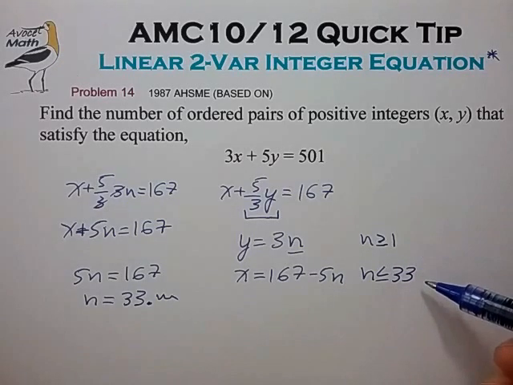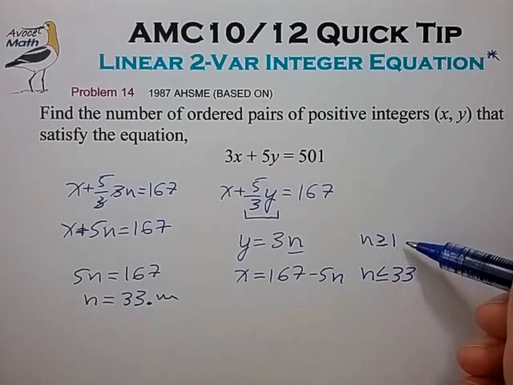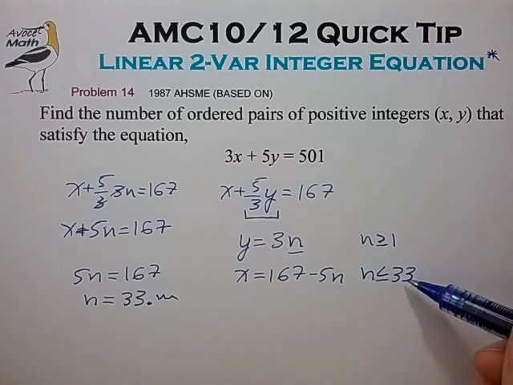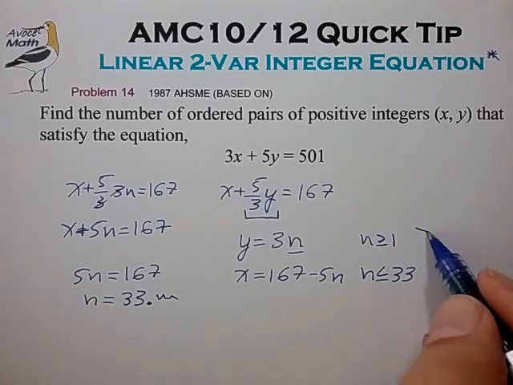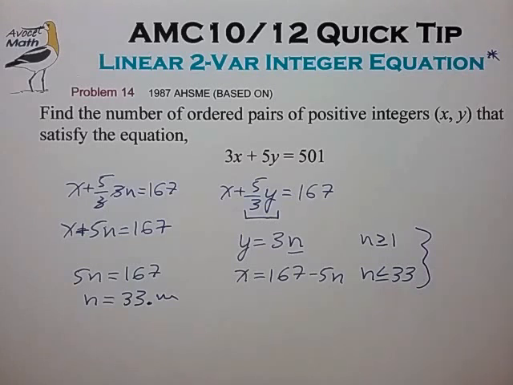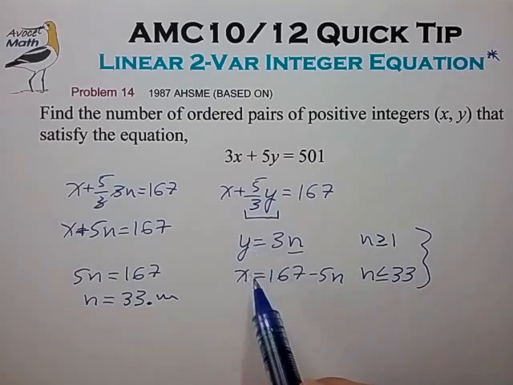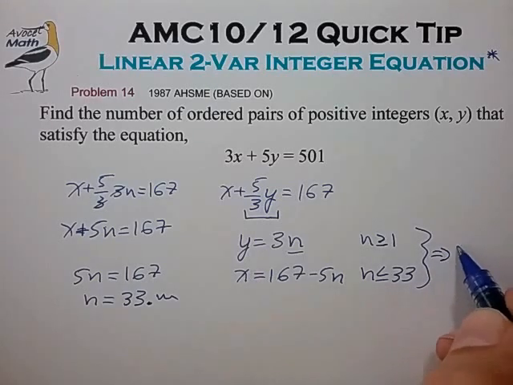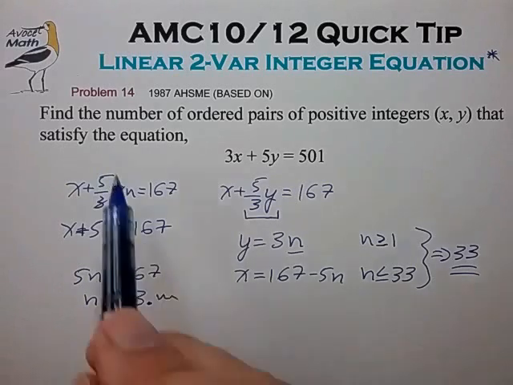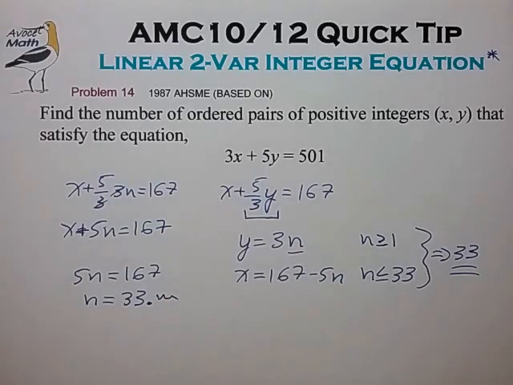Now, combining these two requirements, that n has to be greater than or equal to 1, but it also has to be less than or equal to 33, we find then that there are 33 values of n that will lead to positive integer solutions in x and y. So we basically find then that there are 33 solutions in total. And that's the answer to the original question.